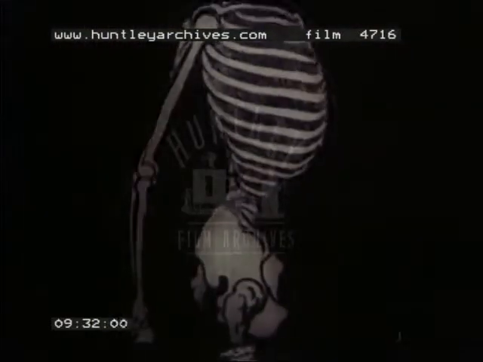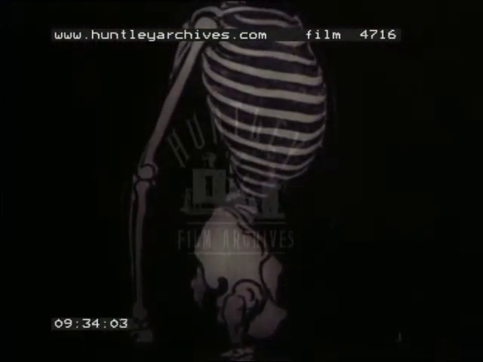Here is a skeleton. This drawing shows you the skeleton from the side and shows how many muscles are attached to the ribs. No wonder they can be lifted.